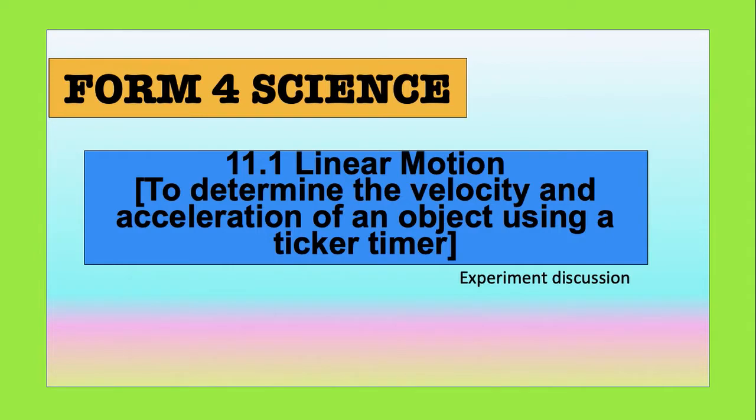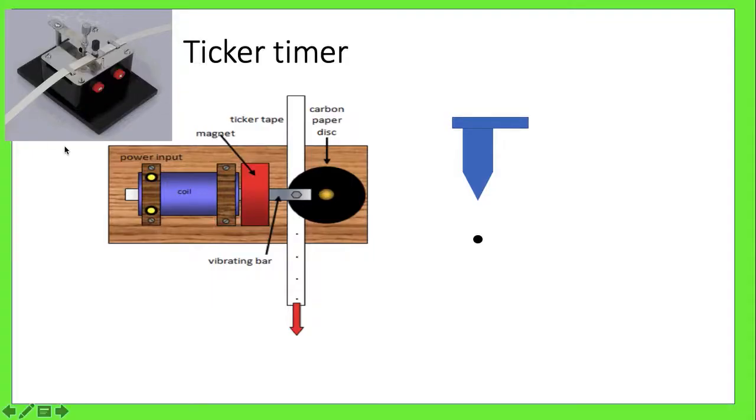Hello student, how are you? In this lesson, you will learn how to determine the velocity and acceleration of an object using a ticker timer. This is a ticker timer.